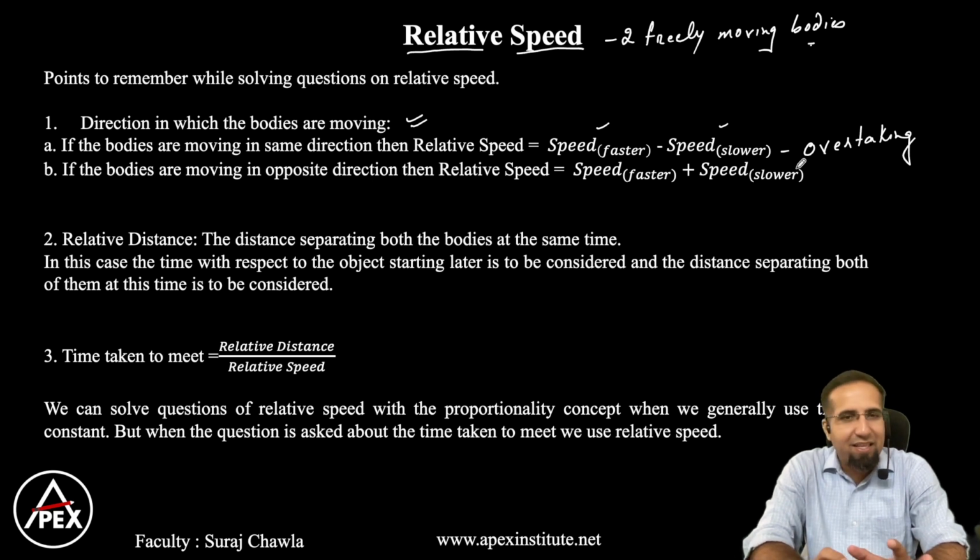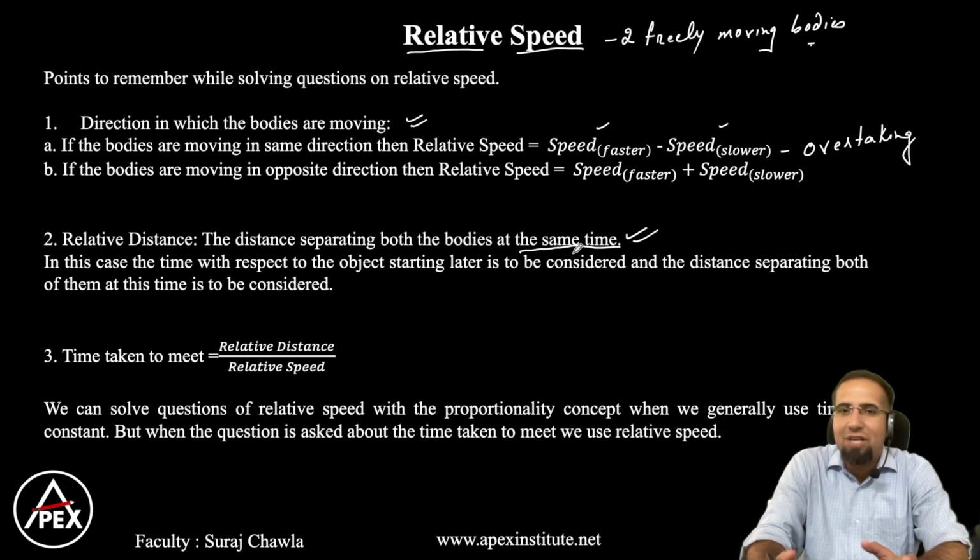Now, we need to understand there's a term called relative distance. Now, that is the distance separating both the bodies at the same time. Now, this is something which is more important. We apply relative speed only when I calculate the distance which is separating them in the same time. Now, in this case, the object starting later is to be considered, and the distance separating both of them at that point in time is to be considered. Okay, we'll look at this with an example as well.